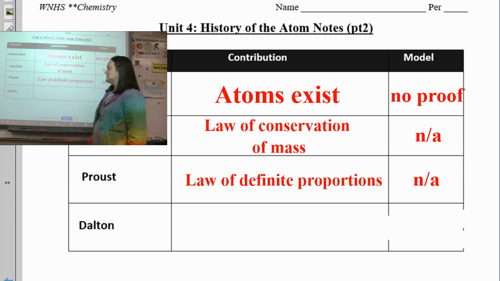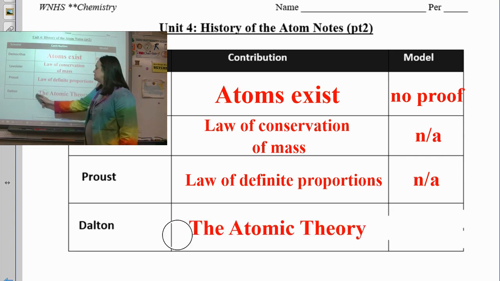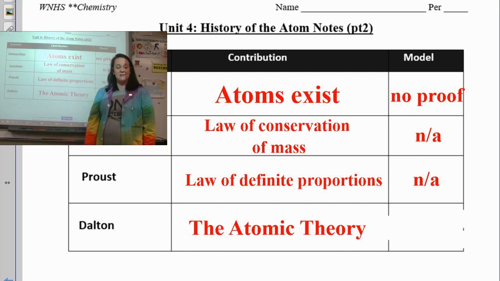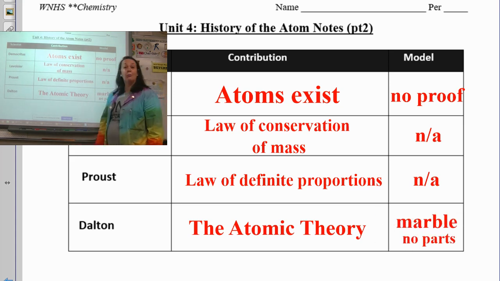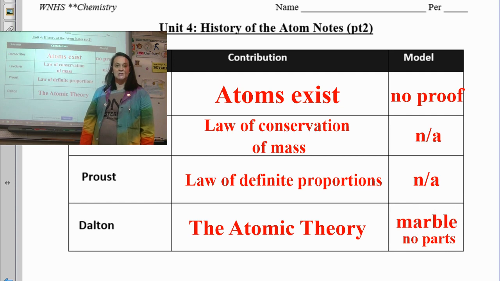And what Dalton did is he wrote his atomic theory, where he said everything is made of atoms, and atoms are indivisible and indestructible. Atoms of the same element are the same. Atoms of different elements are different. And that compounds come in definite proportions. So he just re-said what Proust did. And he was the first of our discoverers to say that he thinks that an atom must look like a marble. There's no pieces, no parts, they're just indivisible little marbles.